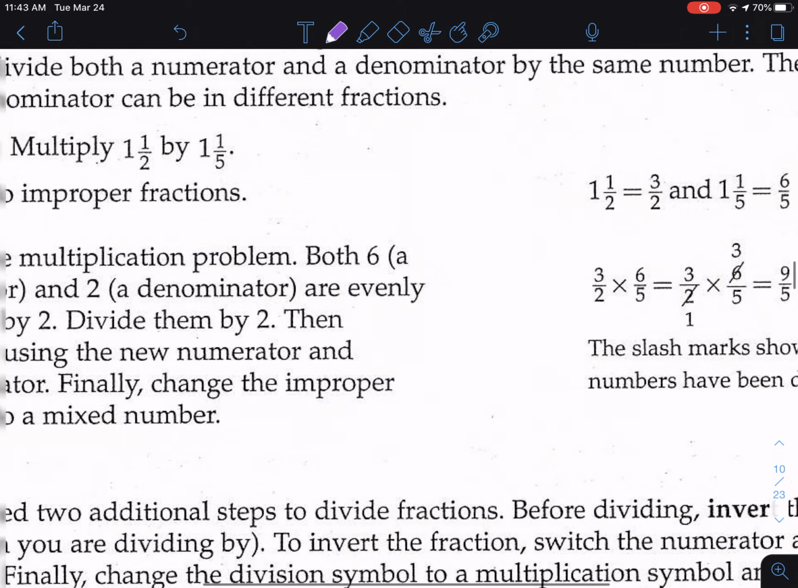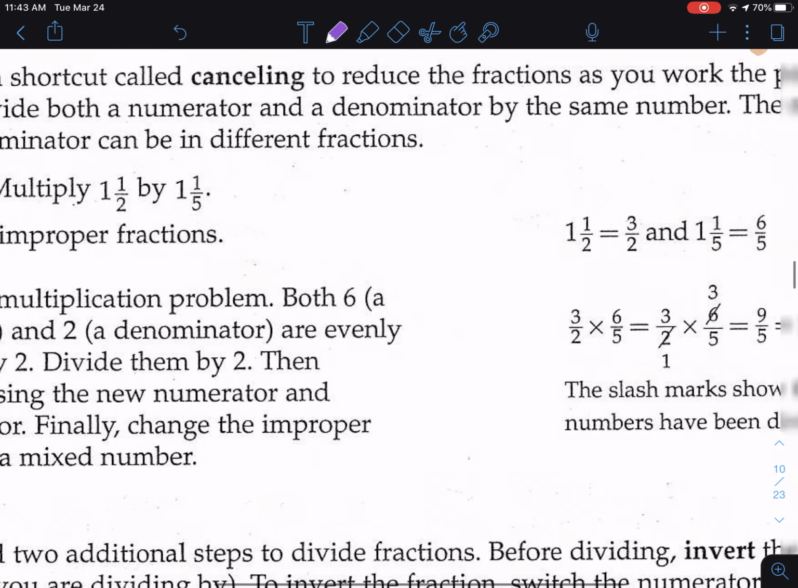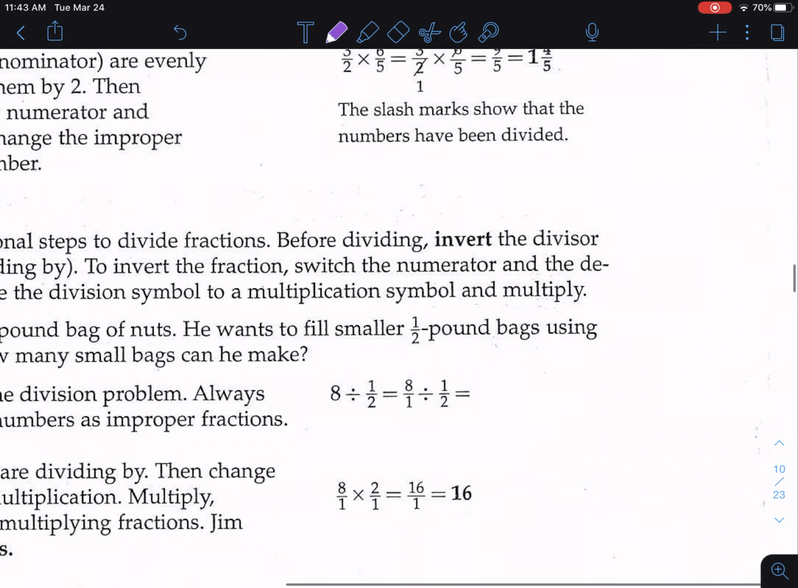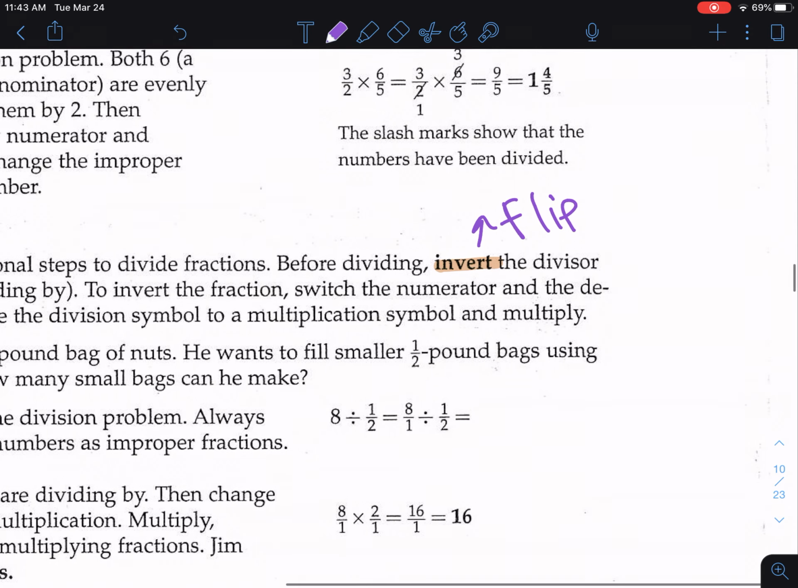So let's look at division. It says before dividing, you have to invert the divisor. Invert is just a fancy word for flip it. Okay? So let's look at this.